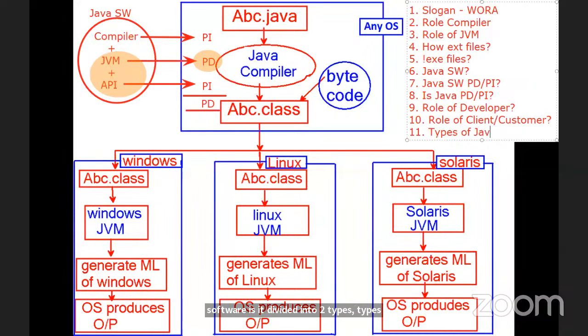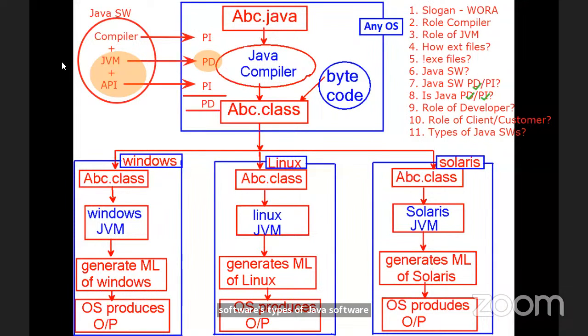Types of Java software. There are two types of Java software. Number one, JDK, the complete Java software: compiler plus JVM plus API. Completely is called JDK. And next, JRE. JRE stands for Java Runtime Environment. Only JVM plus API is called JRE. So, Java software is divided into two types, JDK and JRE.